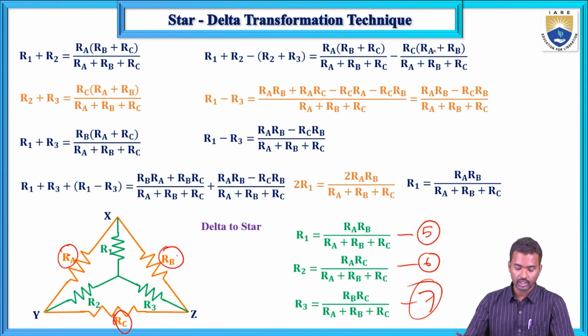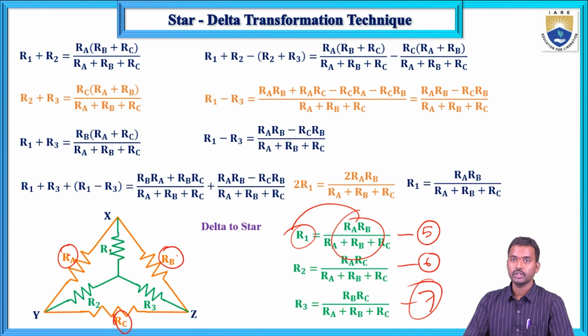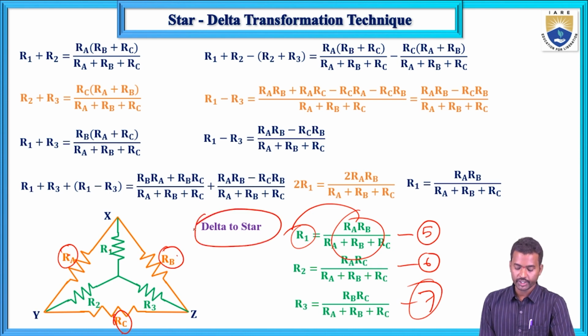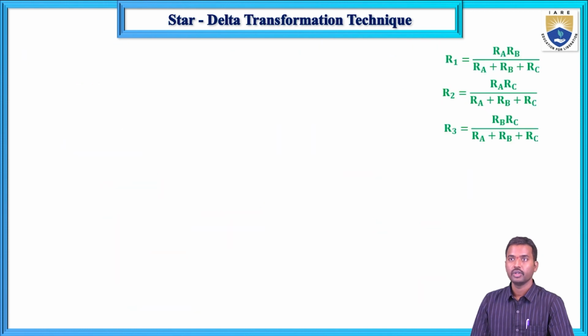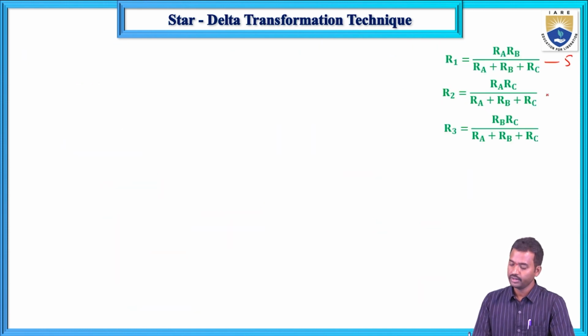Now this is delta to star. These R1, R2 and R3 are star terms, and RA, RB, RC are delta terms. From the delta terms to the star terms we are deriving. So this is delta to star conversion. First is delta to star conversion and next is star to delta conversion. These are the terms: this is 5, this is 6 and this is 7.